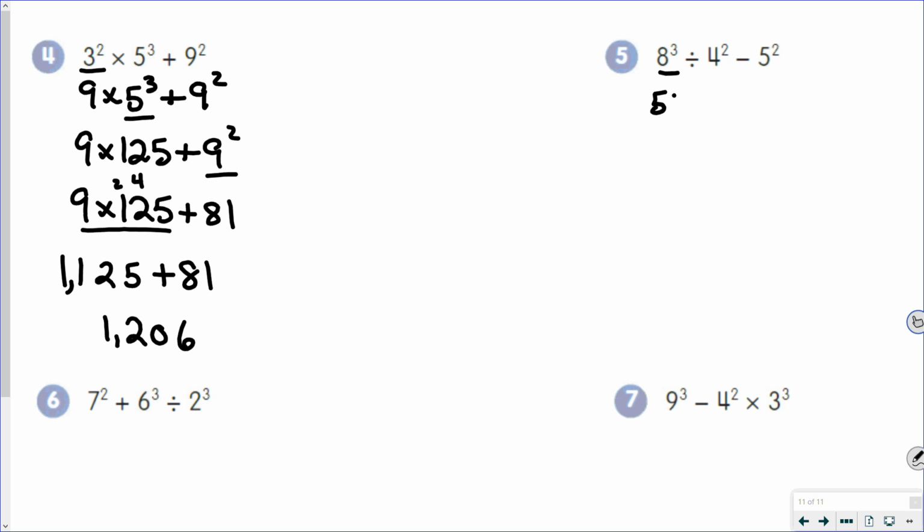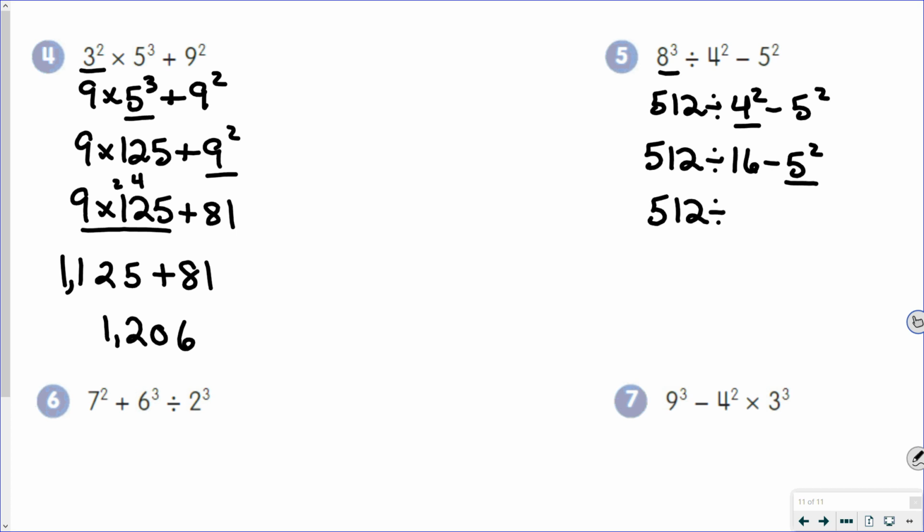8 cubed is 512. 4 squared is 16. 5 squared is 25. And again, if needed for problems, if you have to do that work off to the side, for example, you may not be able to do 512 divided by 16 mentally, and that's perfectly fine. That's a tough one for anyone to do mentally.